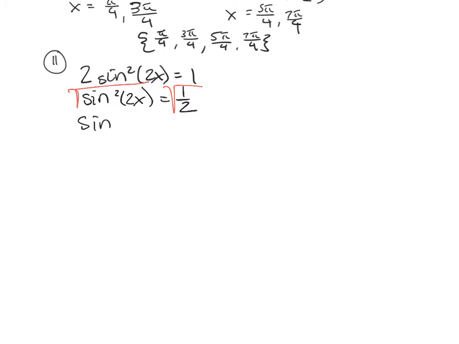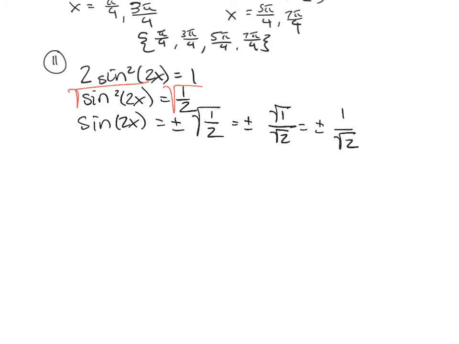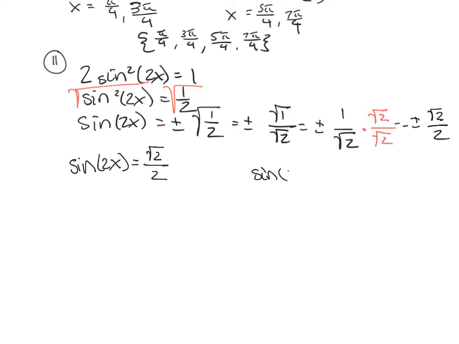And we should end up with sine of 2x is equal to plus or minus square root of 1 over 2. This is plus or minus square root of 1 over square root of 2, just plus or minus 1 over square root of 2. I'm going to rationalize this, multiply both top and bottom by square root of 2, and it's going to get plus or minus root 2 over 2. So we end up with sine of 2x is equal to positive root 2 over 2, and sine of 2x is equal to negative root 2 over 2.